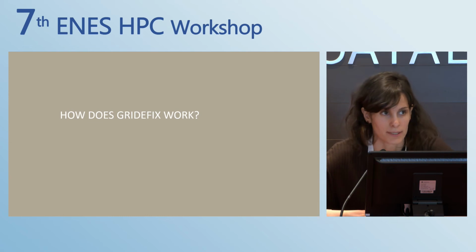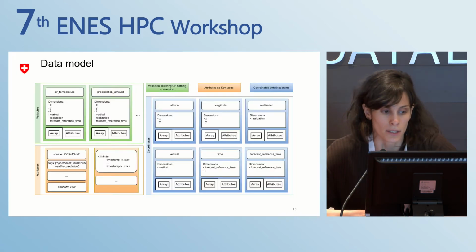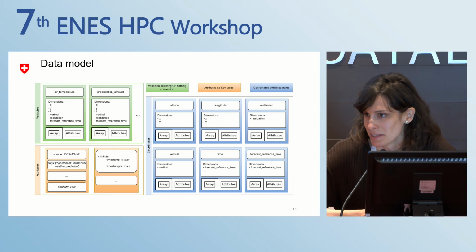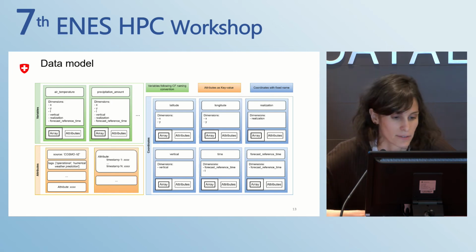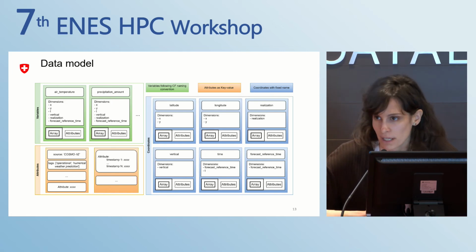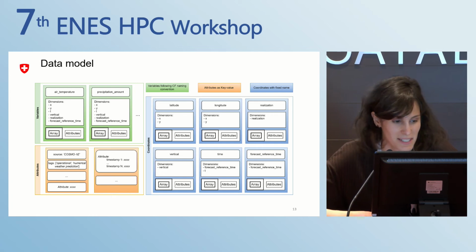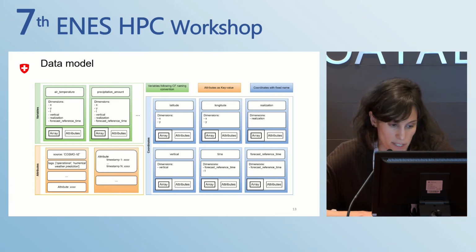So let me now go a bit deeper into the details on how this works. The data model we are using is very familiar for all of you who are familiar with NetCDF and Xarray. We don't really want to reinvent many things, just use what exists there. The only thing we are enforcing here is to use the CF naming convention, so the variables need to follow that, and also the coordinates. And then for the attributes, we keep them as key value, and we also consider that we might have nested dictionaries of attributes, as you see down left, where you would have attributes which are time-dependent.